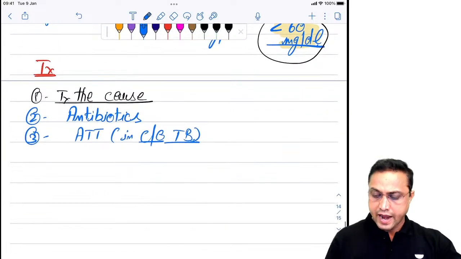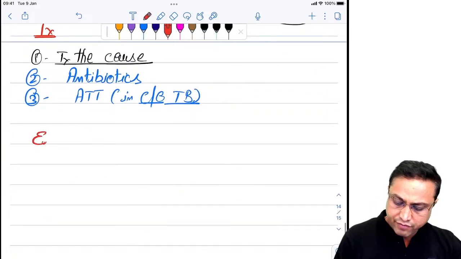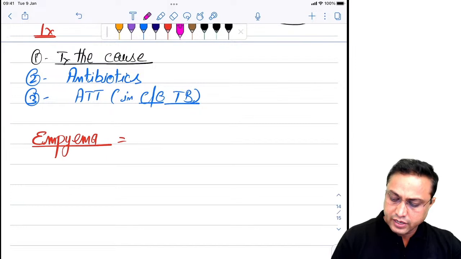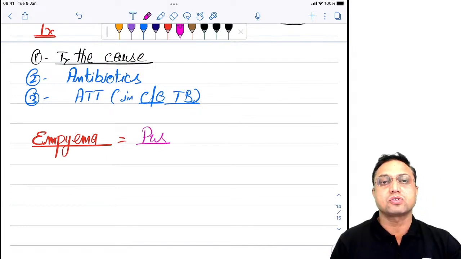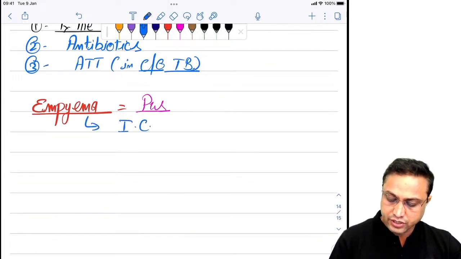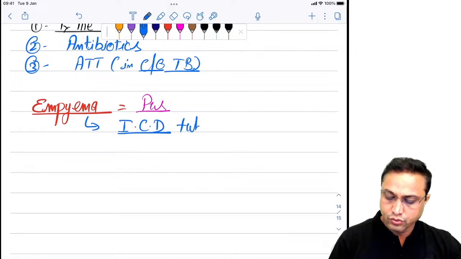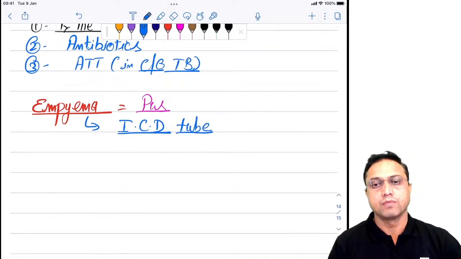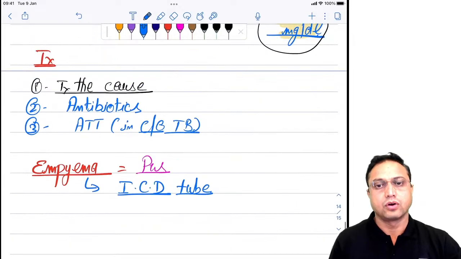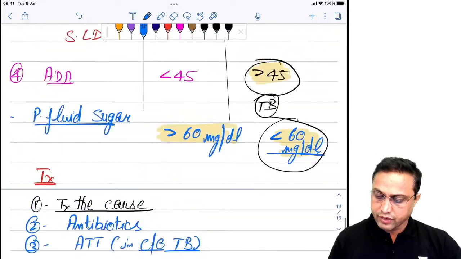Right, okay. And guys, understand the concept over here: if it is empyema, meaning a collection of pus in the pleural space, what are you going to do? You are going to put in an intercostal drainage tube, ICD, in the pleural space, right? In case of empyema, pus is there, so obviously you have to drain this and treat according to the culture sensitivity of this pleural effusion, right? So quickly revise about pleural effusion, guys.